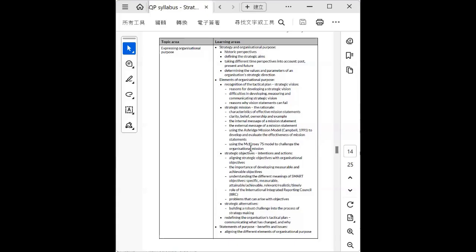They also introduced the S-rich mission models to develop and evaluate the effectiveness of the mission statement. So this is a framework for assessing the mission statement quality. And then we have this McKinsey's 5S, 7S model to challenge the organizational purposes.